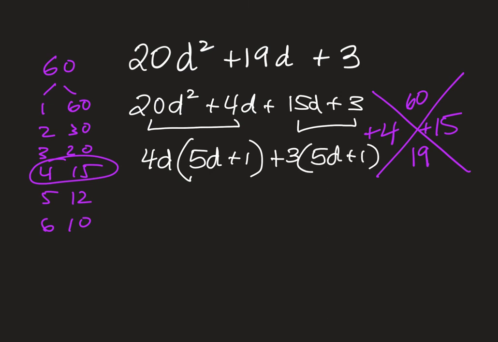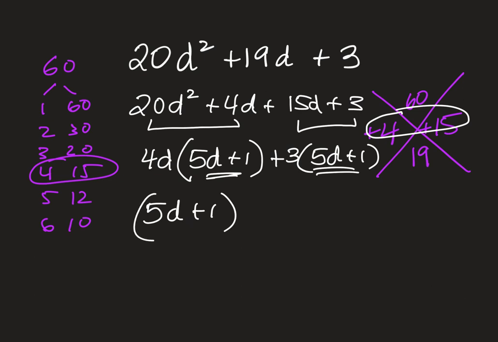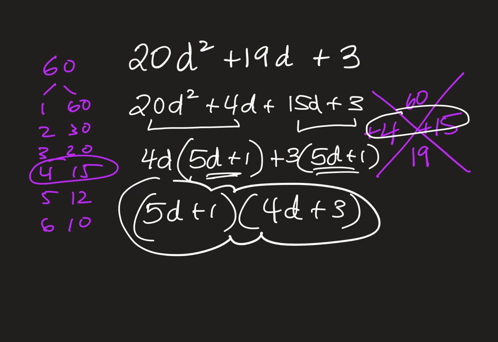If you get to this point and you don't have like terms here, then something along the way went wrong. Either I don't have the right numbers here, I didn't choose the right thing there, something happened. Because for me to go on, that has to be alike so that I can pull out that GCF of 5d plus 1 and be left with my 4d plus 3. And do a quick FOIL of that, either mentally or do it out, and you'll see that you get the exact same thing that we started with.